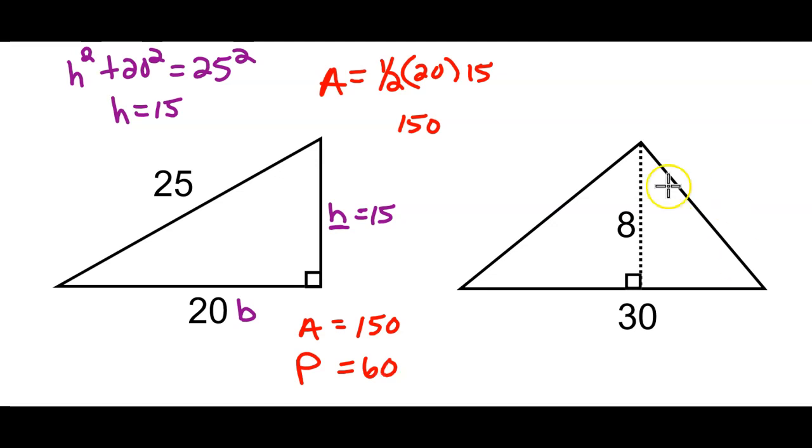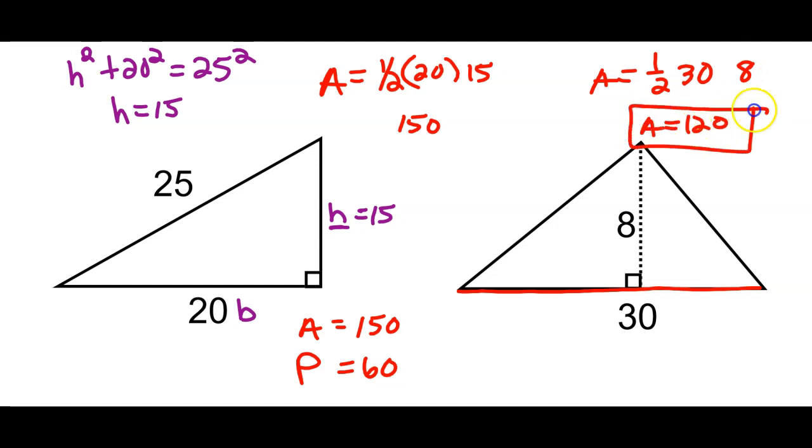This one, we don't have enough to figure out the perimeter, but we can figure out the area. This is our base, it's 30. This is our height, it's 8. And then we're going to times that by 1/2. That will equal our area. So we end up with 120 is the area for the one on the right.